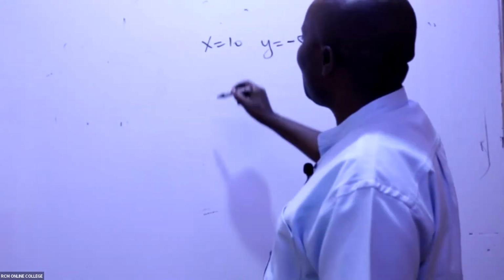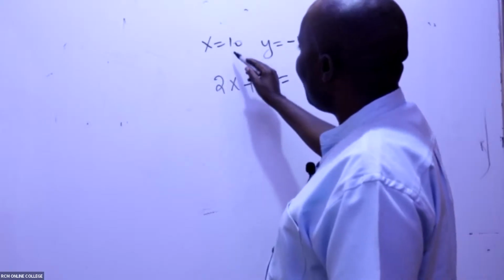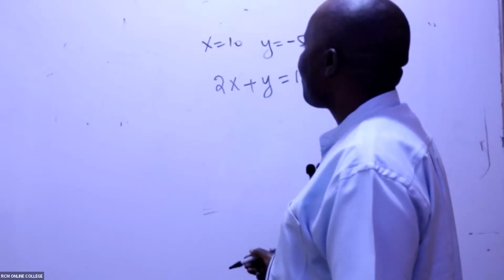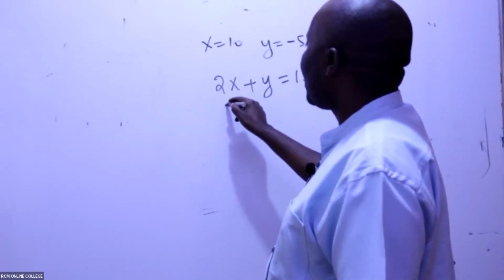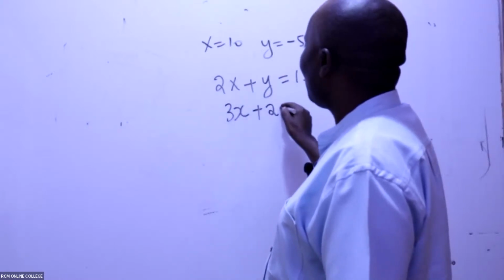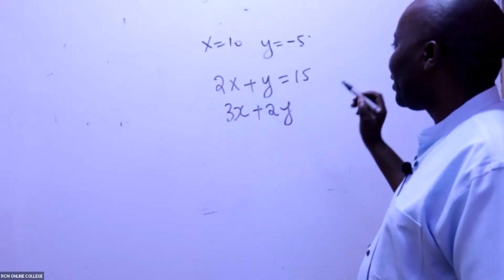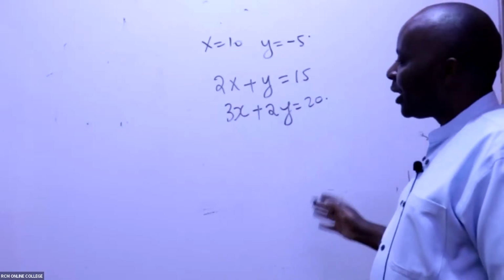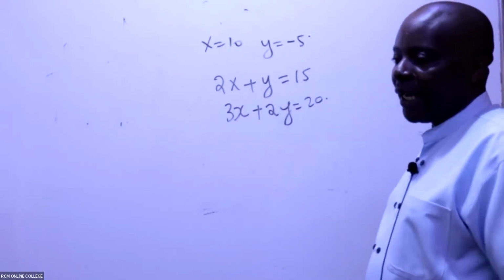Let's form equations. So 2x plus y will be 20 minus 5, so this is 15. And then we have here, for example, 3x plus 2y. So this will be 30 minus 10, 20. So if you're given these two equations, and somebody tells you, hey, use Cramer's rule, give me the value of x.